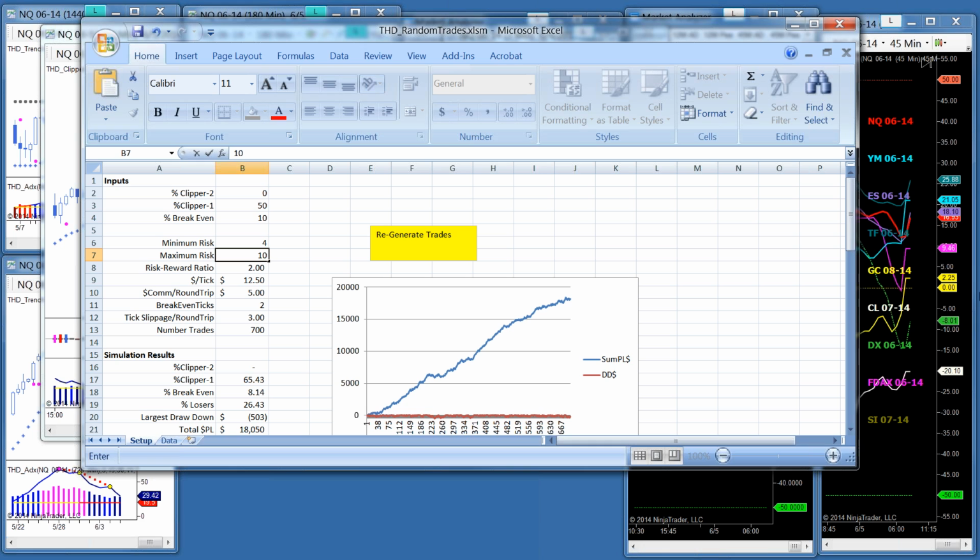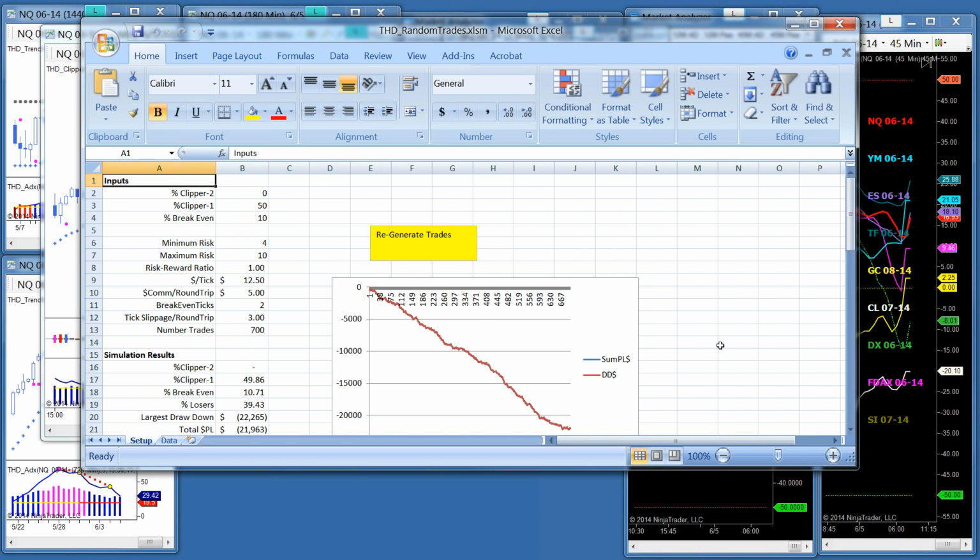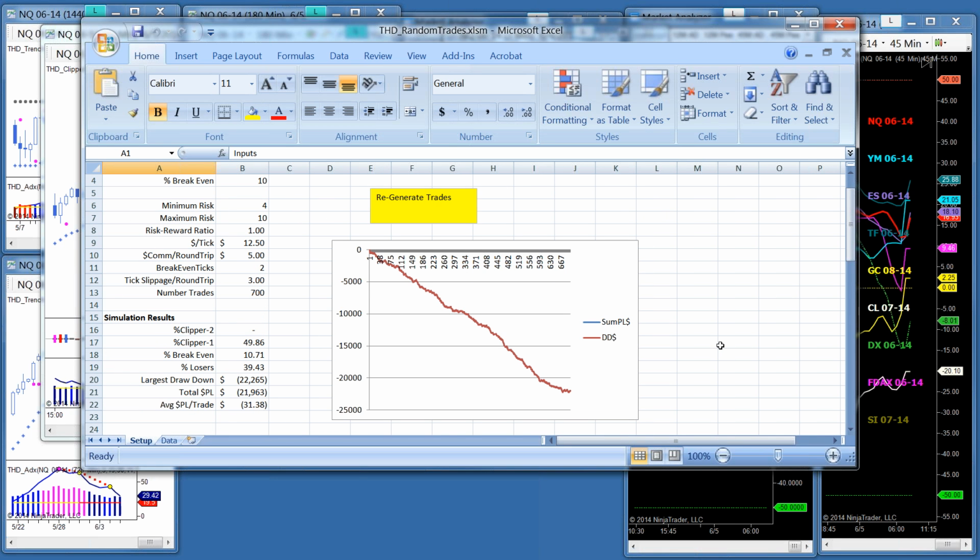We'll use the standard 10 ticks, which I always do. We're going to go down to a 1-to-1 risk to reward ratio because they don't understand how important it is to use a 1 to 2. And let's see. Commission round trip would be 5. That's about right. And that's what you end up with.